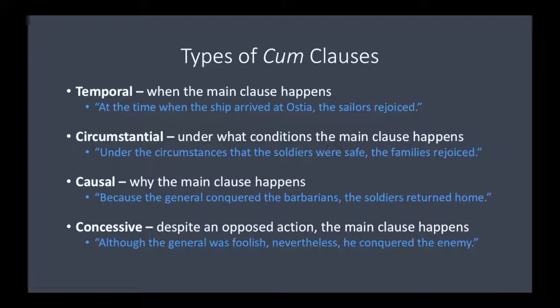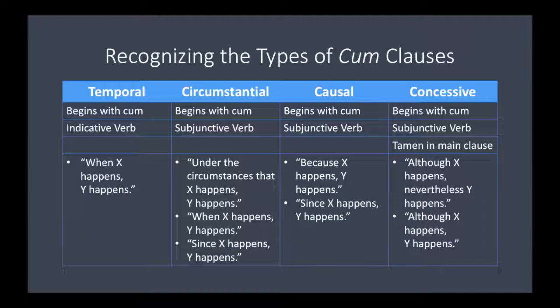Concessive clauses explain that although something hindered, obstructed, or opposed the action of the main clause, it still happened. For example, although the general was foolish, nevertheless he conquered the enemy. Two of these four clauses have distinctive features that help you recognize them.